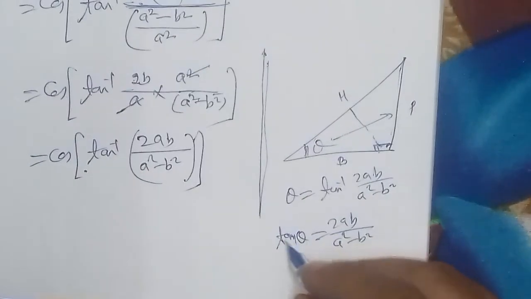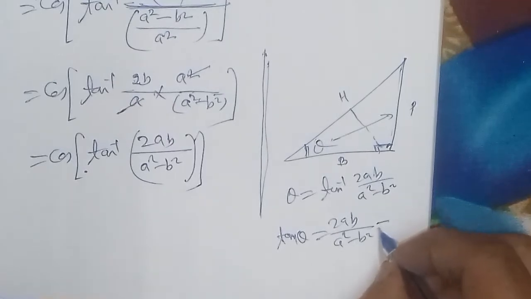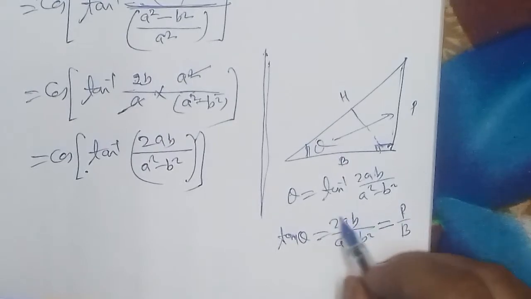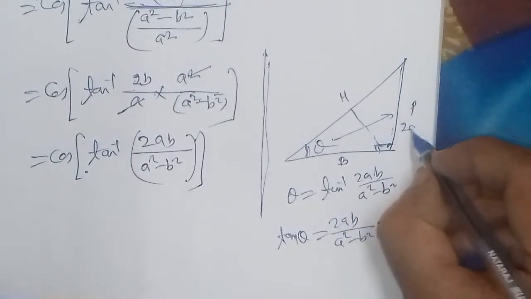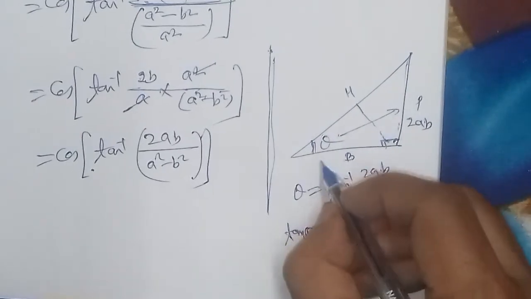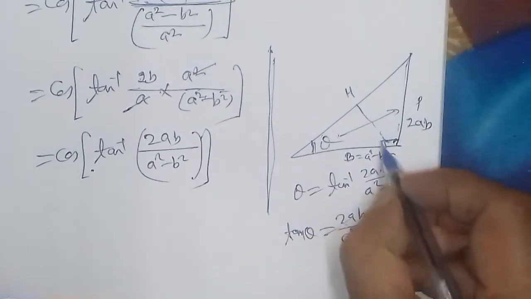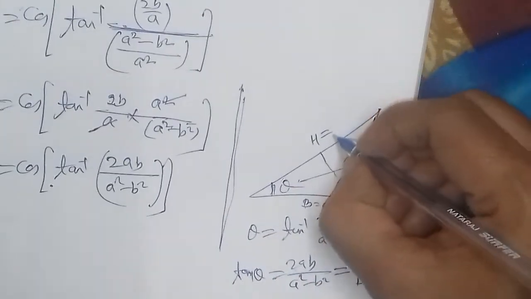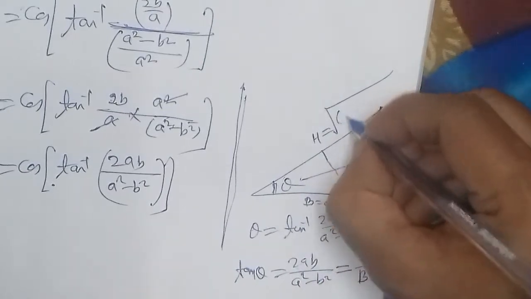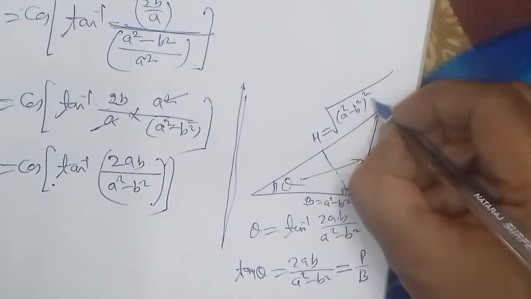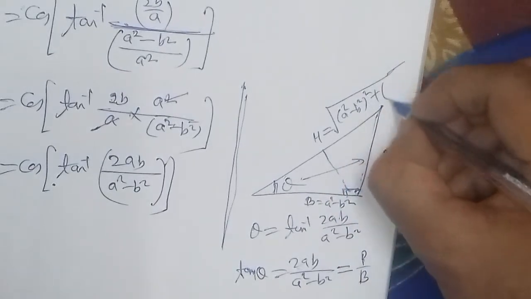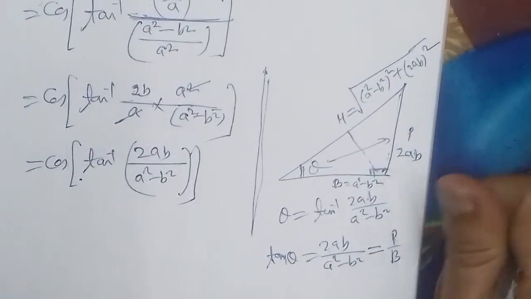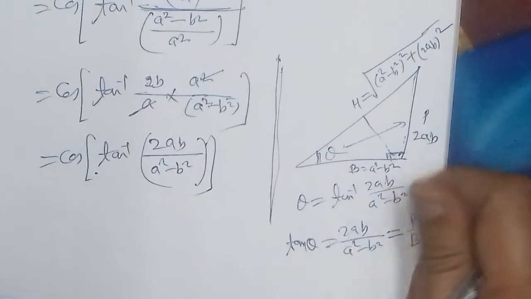We know that tan theta tells us the ratio of perpendicular upon base. So perpendicular is equal to 2ab, and base is equal to a square minus b square. By Pythagoras we can find the value of the hypotenuse, which is equal to the square root of base whole square plus perpendicular whole square, 2ab whole square. If you feel any problem here, you can tell me, I will explain this.